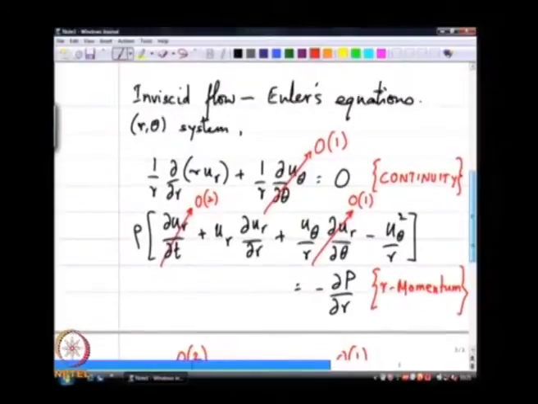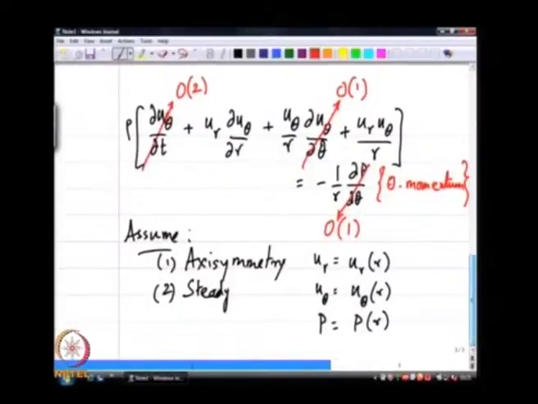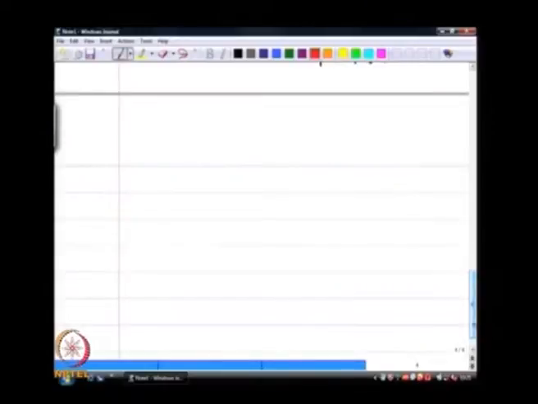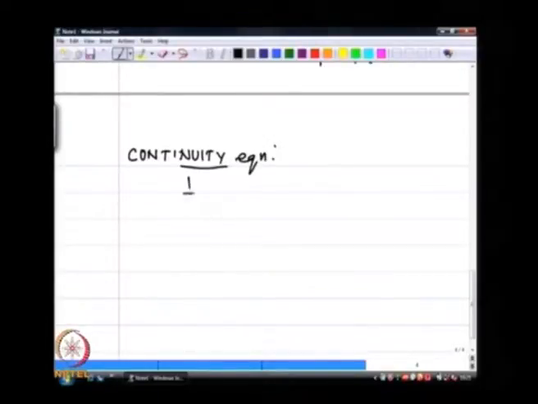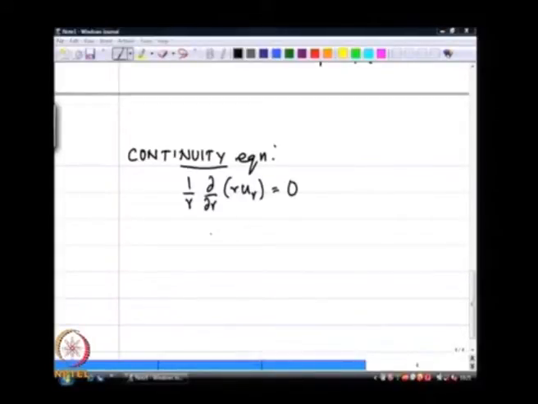So, I am going to take the simplified version of the continuity equation and see where it will take us. It says 1 over r d dr of r u r equal to 0. Now, if I simplify this, I can first of all replace the partial derivatives with total derivatives, because u r is only a function of r.